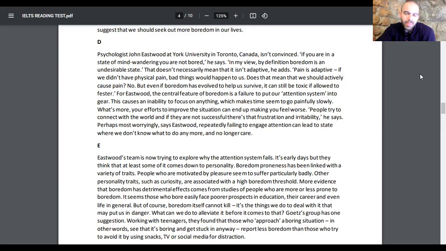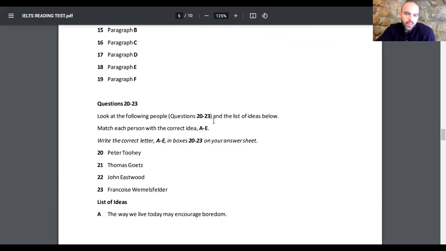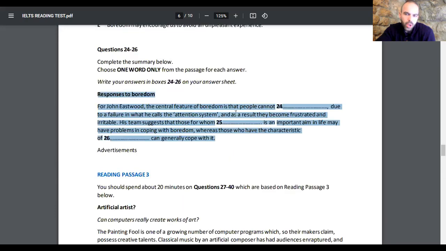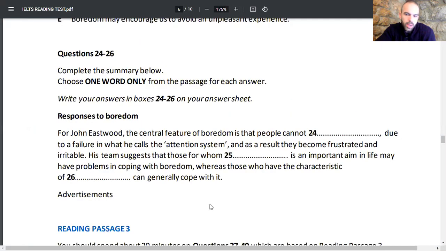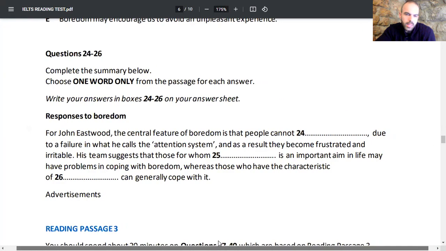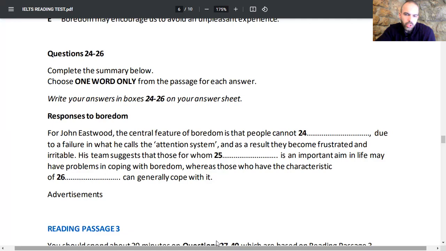Okay, guys, have you spotted the answers of this? So now let me just give you an explanation. Now we have number 24. Let's go back. So that's number 24 again. It says for John Eastwood, the central feature of boredom is that people cannot do something due to a failure in what he calls the attention system, and as a result they become frustrated and irritable.